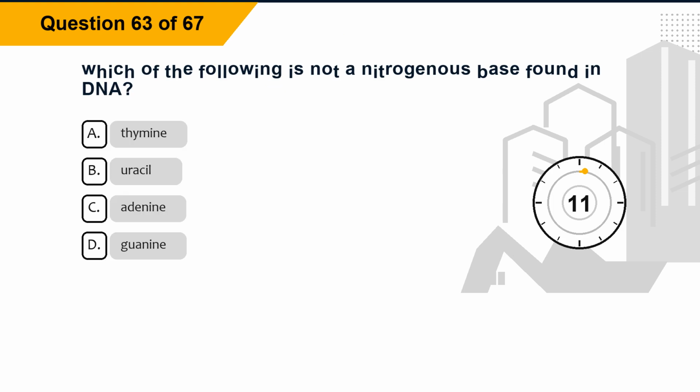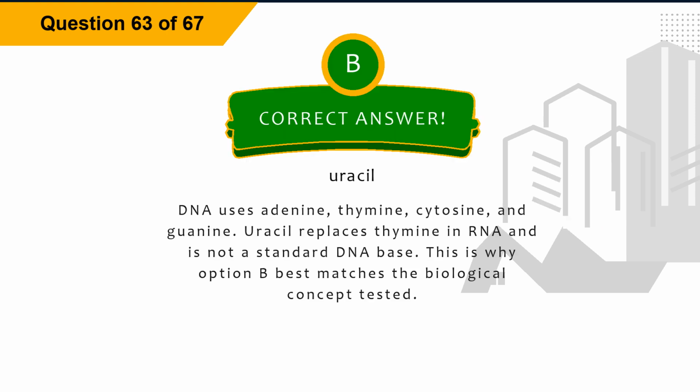Question 63. Which of the following is not a nitrogenous base found in DNA? Option A, thymine. Option B, uracil. Option C, adenine. Option D, guanine. The correct answer is option B, uracil.